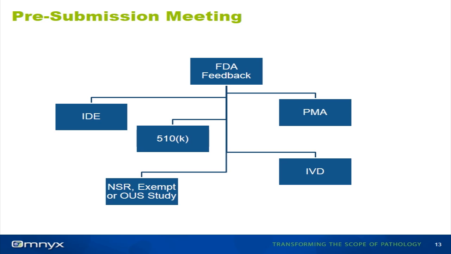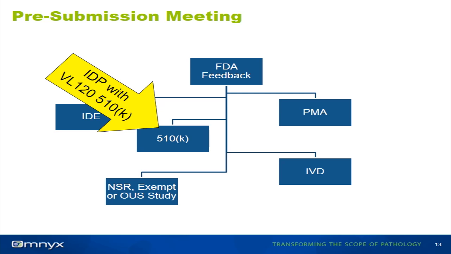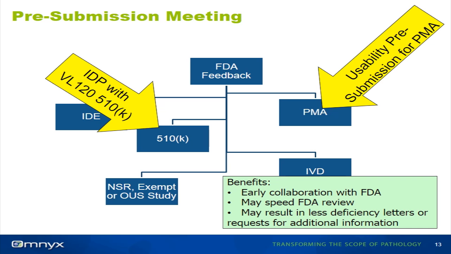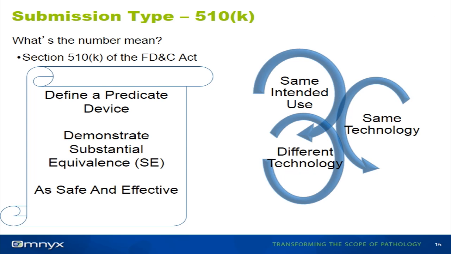And we have engaged FDA recently in a pre-submission meeting about the 510K submission for the VL120 scanner for the Omnyx manual read of the digital HER2 application. We also plan to include FDA in a pre-submission meeting to discuss the usability study for the PMA device. And the benefits of pre-submissions include early collaboration with FDA, which speeds FDA review, results in less deficiency letters, or requests for additional information. So for a 510K submission, what does the 510K mean?